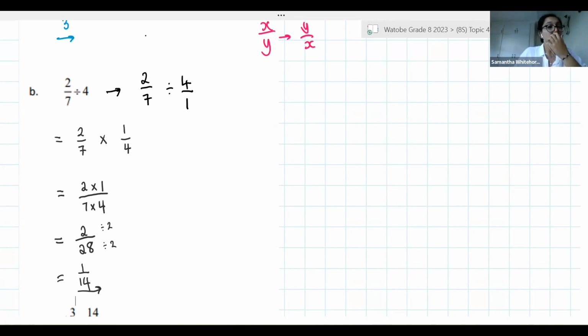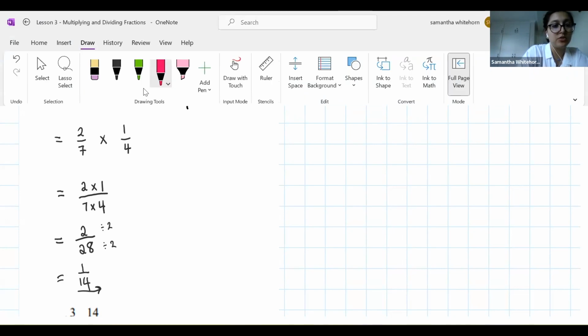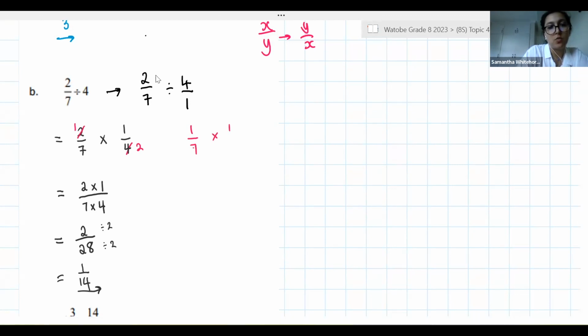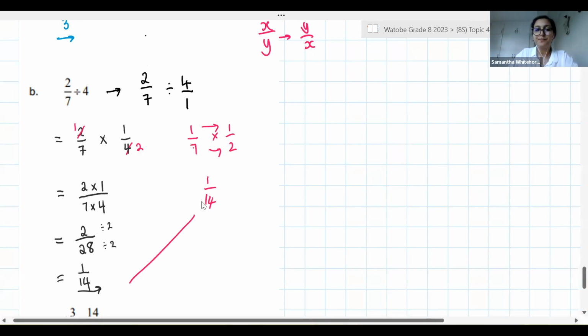Remember, you could have cross-cancelled if you wanted to. So from this point, you could have said 2 divides into 2 once and into 4 twice. And you would have had 1 over 7 times 1 over 2, which gives you 1 over 14. So same answer either way, but it really doesn't matter. You need to decide what works for you and then use that method.